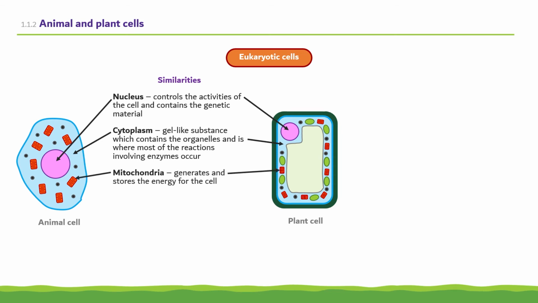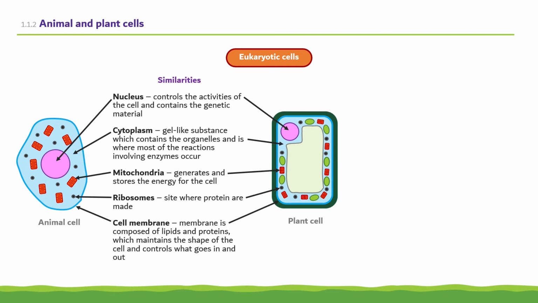Mitochondria generate and store the energy needed by the cell, and ribosomes are small structures where protein creation or synthesis occurs. All these organelles are contained within a cell membrane, which is composed of lipids and proteins, which maintains the shape of the cell and controls what goes in and out of it.